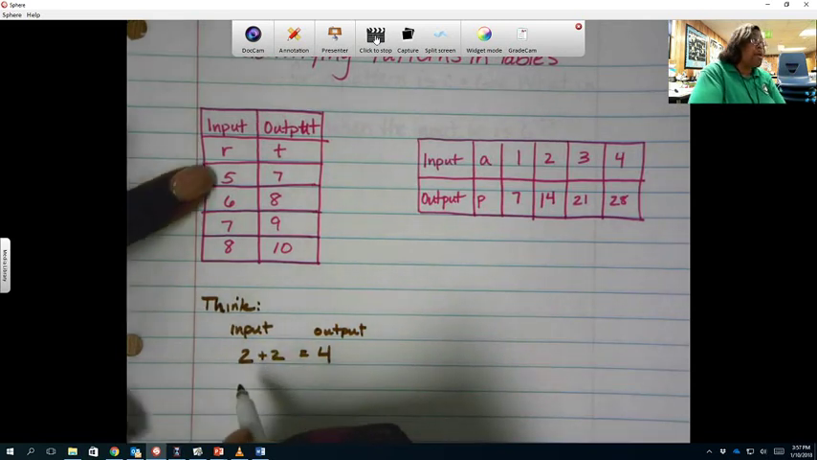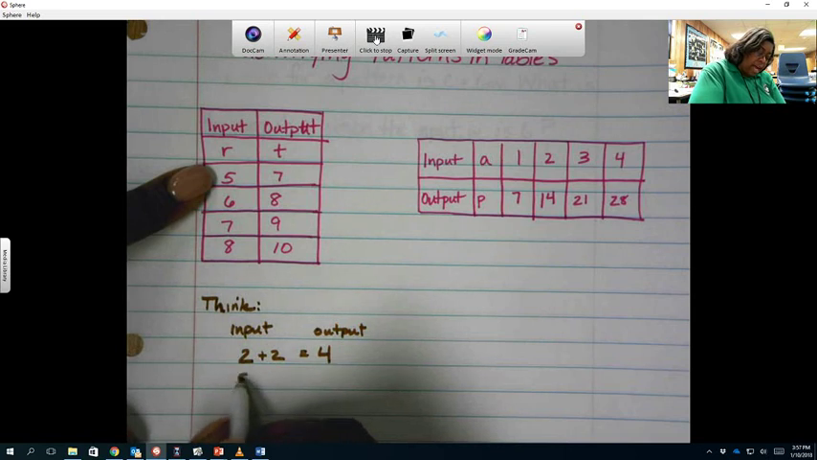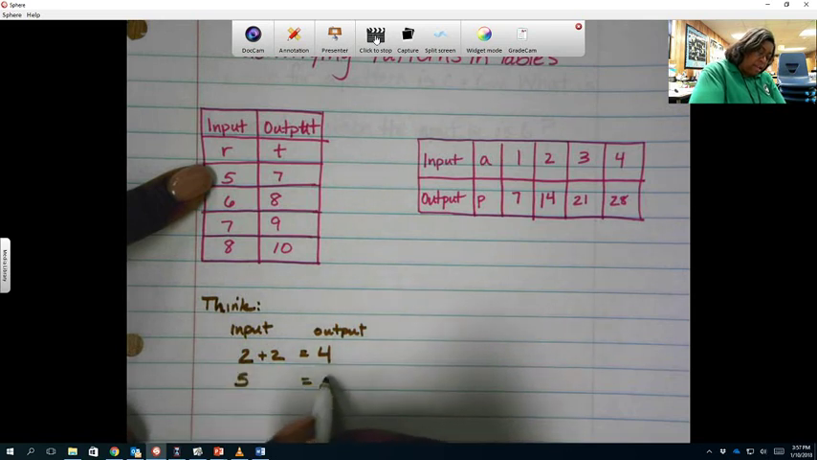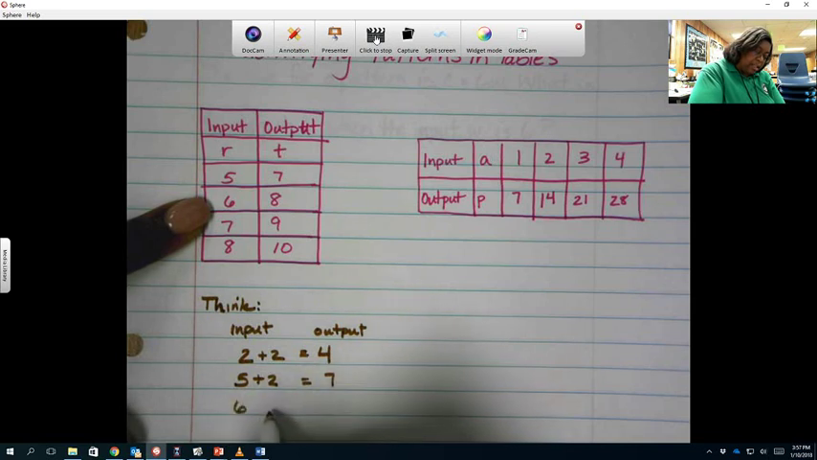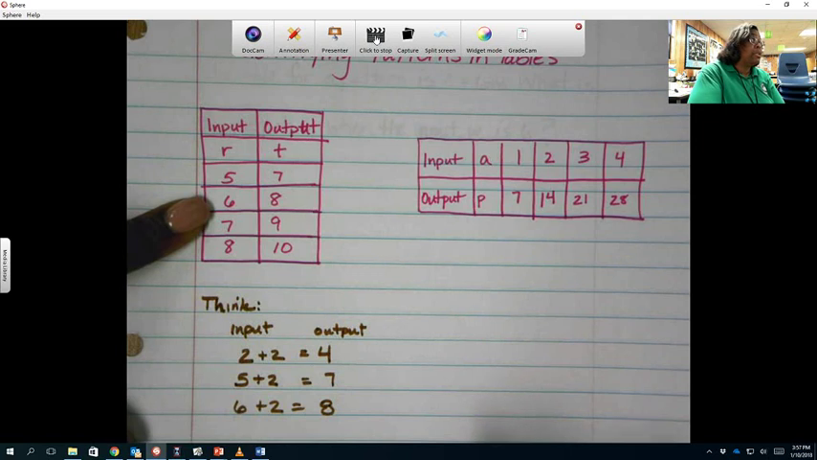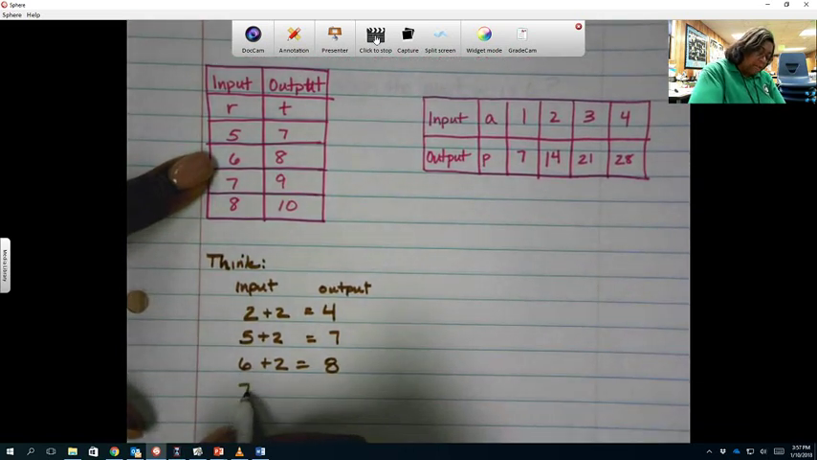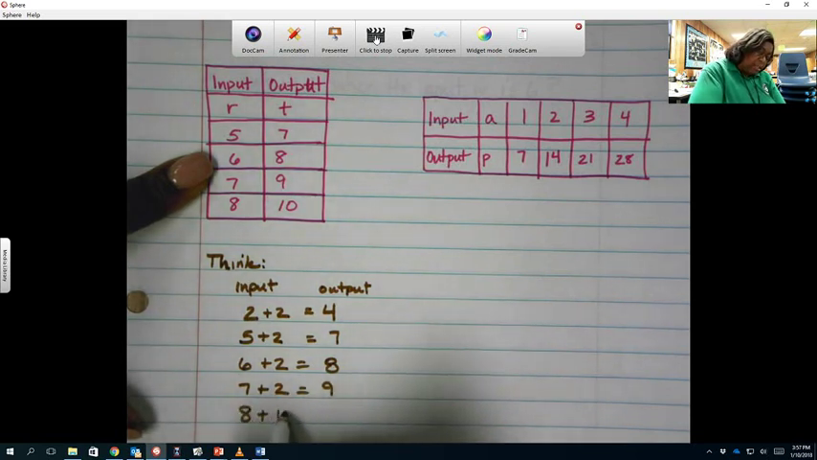Well, let's go to our pattern here. 5 equals 7. Well, again, I'm doing plus 2 to get 7. My input is 6. Plus 2 will give me 8, my output. 7 plus 2 will give me 9. And 8 plus 2 will give me 10.